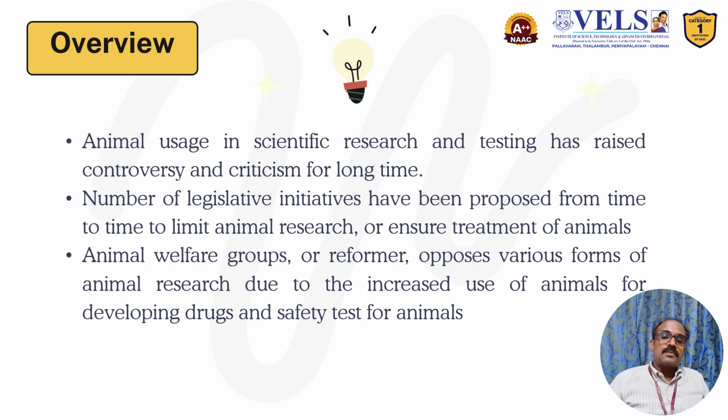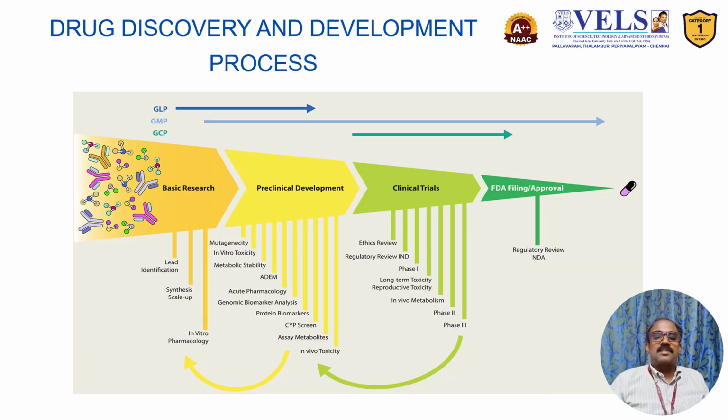Animal welfare groups, associations, or reformers oppose various forms of animal research due to increased use of animals for developing drugs and safety testing. So when we talk about this basic criteria, we need to keep in mind that in the process of discovery and development, there are a few important steps. The first thing is the basic research.